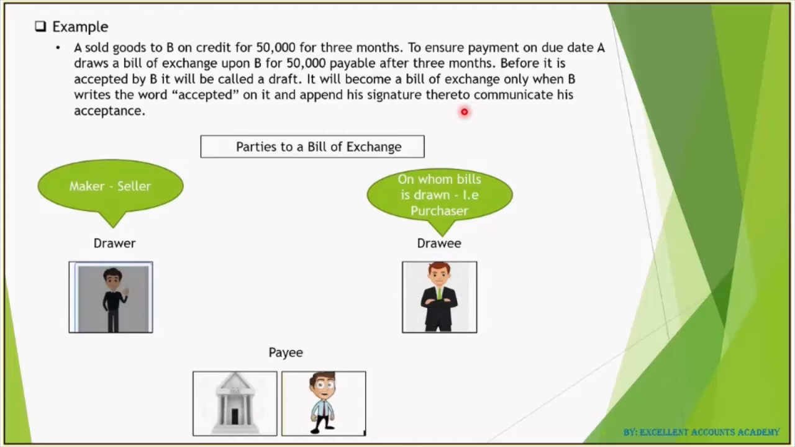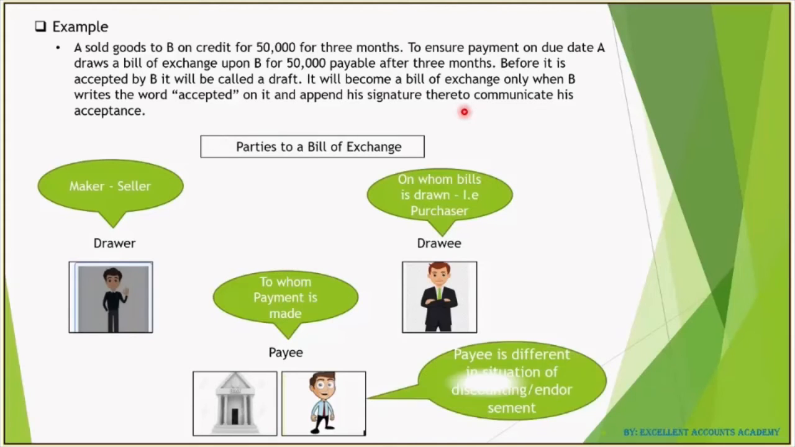The third party is the payee. Who is the payee? The payee is a person to whom payment is made. In normal circumstances, the drawer should be the payee, but in some special cases, the drawer and payee may be different persons, because in a situation of discounting and endorsement of bills of exchange, the payee would be different from the drawer.